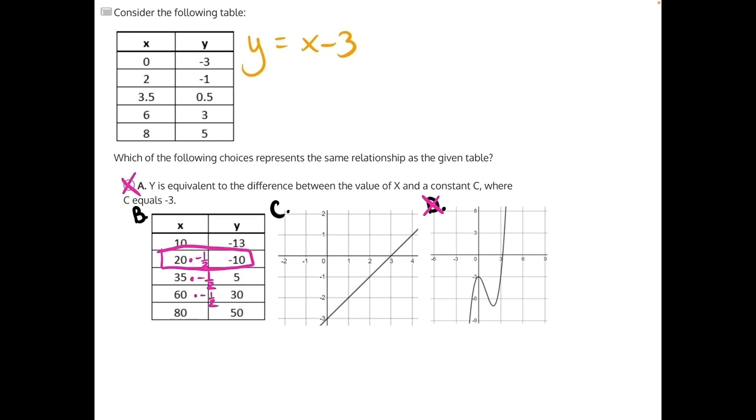That may not be exactly what's happening in the equation, but as far as identifying the relationship, we should still be able to make this work. But however, it doesn't work. Half of 35 would be a decimal, and it definitely wouldn't be 5.